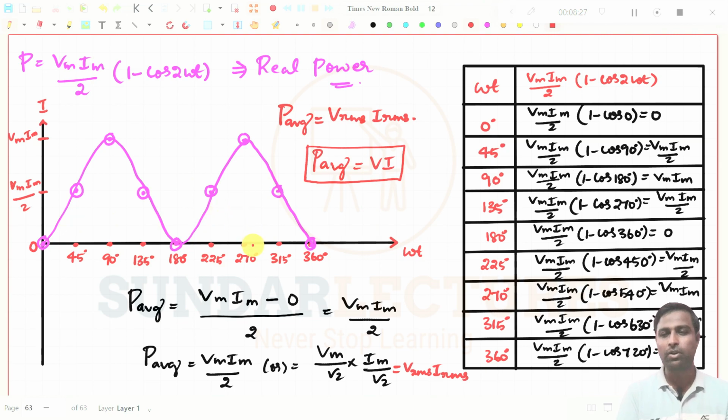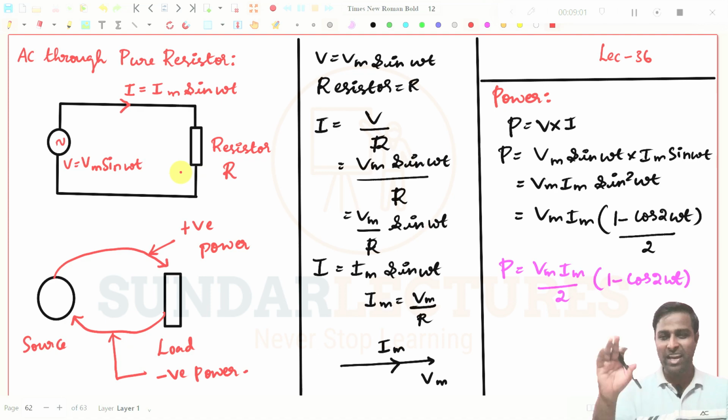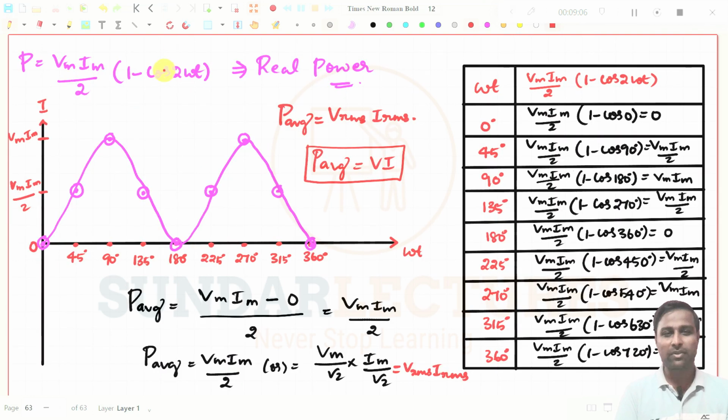If you take any books, they will write that 1 minus cos 2 omega t will always give positive values. You draw the graph, put omega t as 0 or 45 up to 360, and see that it will be a positive value. Then it will be a clear idea. You can easily understand, right? So a pure resistor circuit will always give you real power, only real power. That is the point you have to understand.